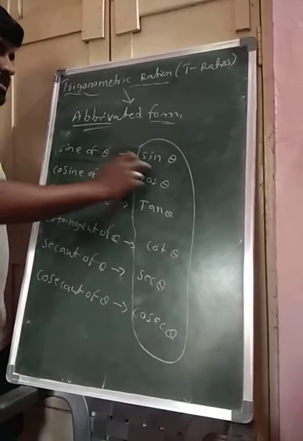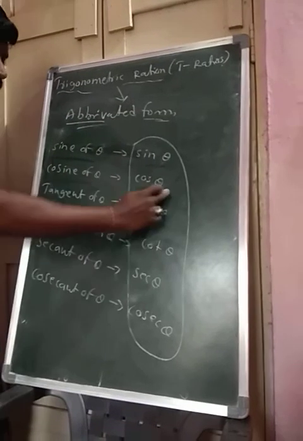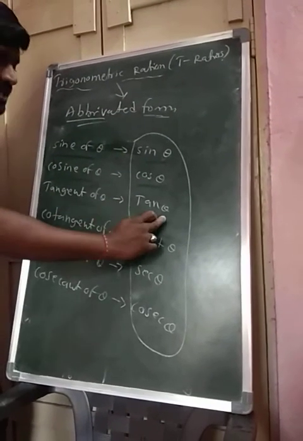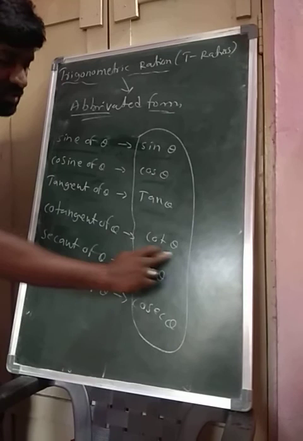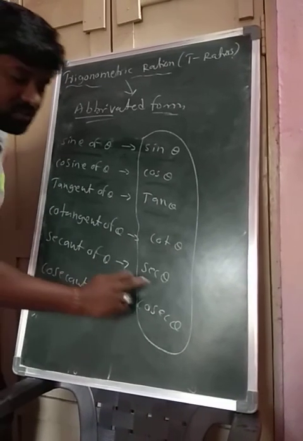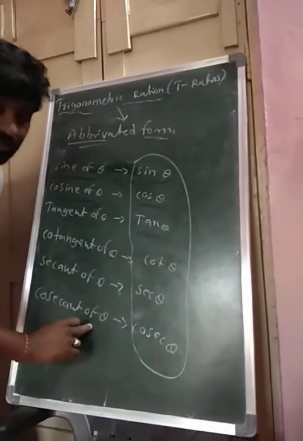Sine of theta means sin theta. Cosine of theta means cos theta. Tangent of theta means tan theta. Cotangent of theta means cot theta. Secant of theta means sec theta. Cosecant of theta means cosec theta.